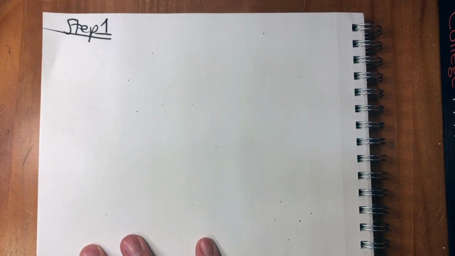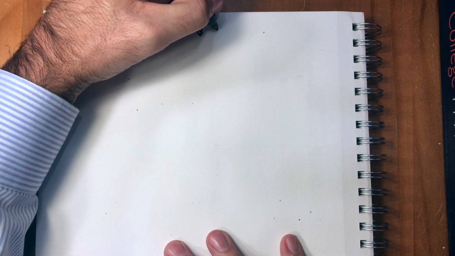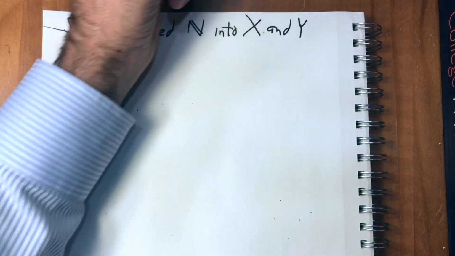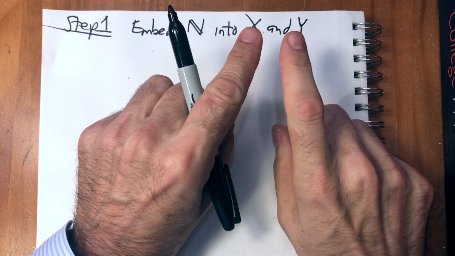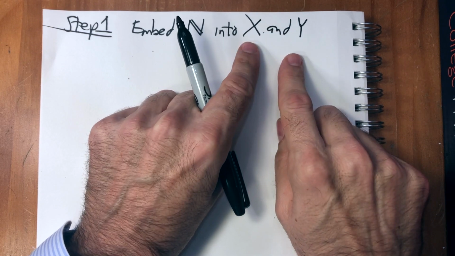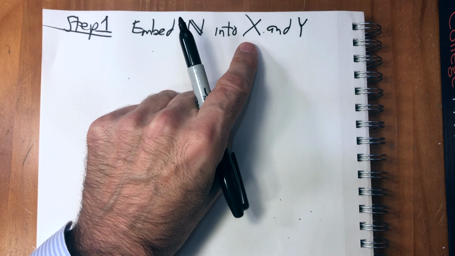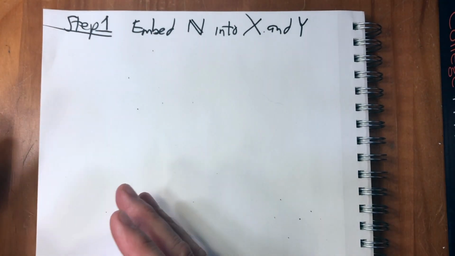We are off. Step one, to prove the uniqueness of the real numbers, is we have to embed the naturals into our sets X and Y, and then define an isomorphism between them. So remember, X and Y are two sets which satisfy the axioms for real numbers, meaning they are an ordered set, an ordered field with the least upper bound property.